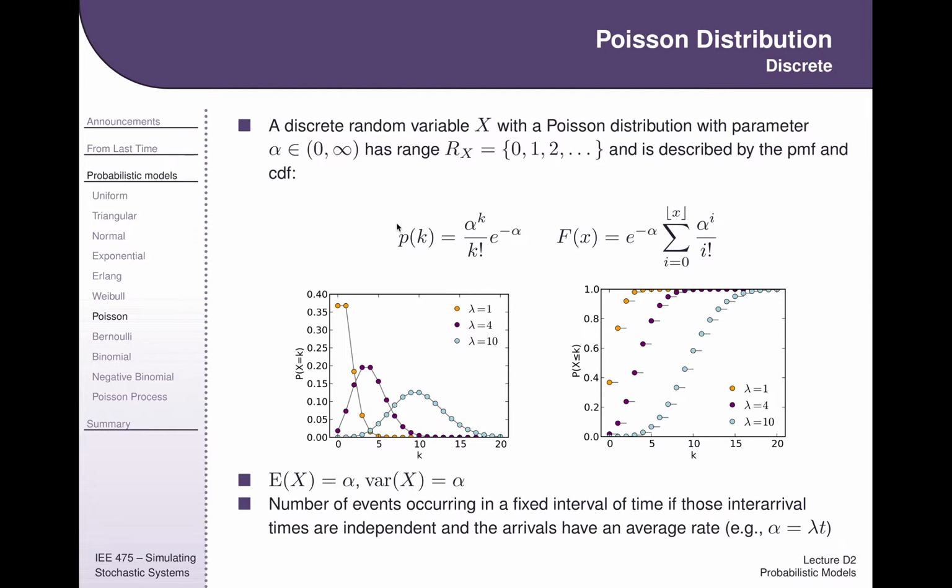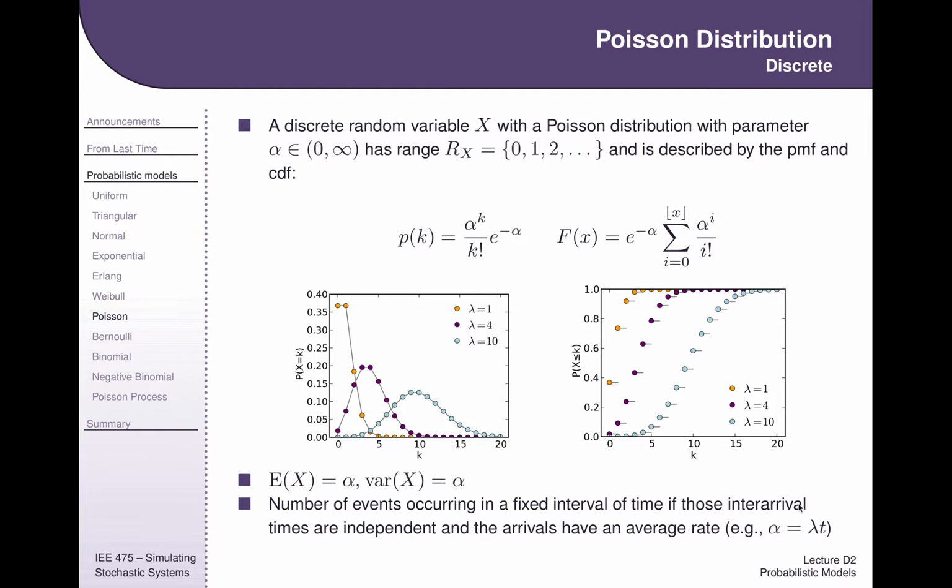So a Poisson distribution is only supported by these non-negative integers, 0, 1, 2, up to infinity. And you can think of it as the number of events occurring in a fixed interval of time if the inter-arrival times between those events are independent and if the arrivals have an average rate. Now, what does that mean? If you have independent inter-arrivals that have a given average rate, that necessarily means that they are exponentially distributed, with this rate, lambda.